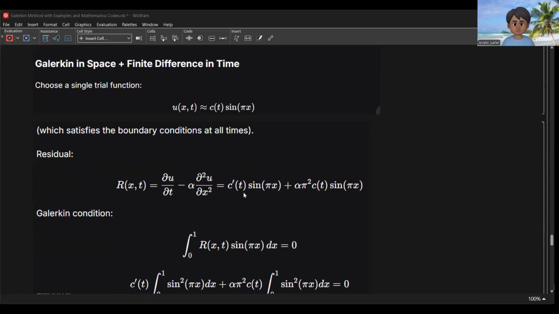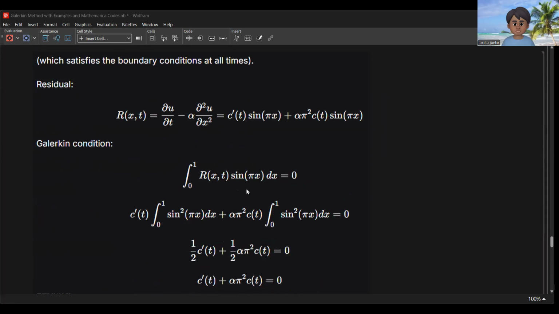So by evaluating the residual, we have c prime of t sine pi x plus alpha pi squared c of t sine pi x. So the Galerkin conditions: they must be equal to 0, the residual times the sine pi x. So this sine pi x is the boundary condition. If we substitute the given functions, we have the boundary conditions here.